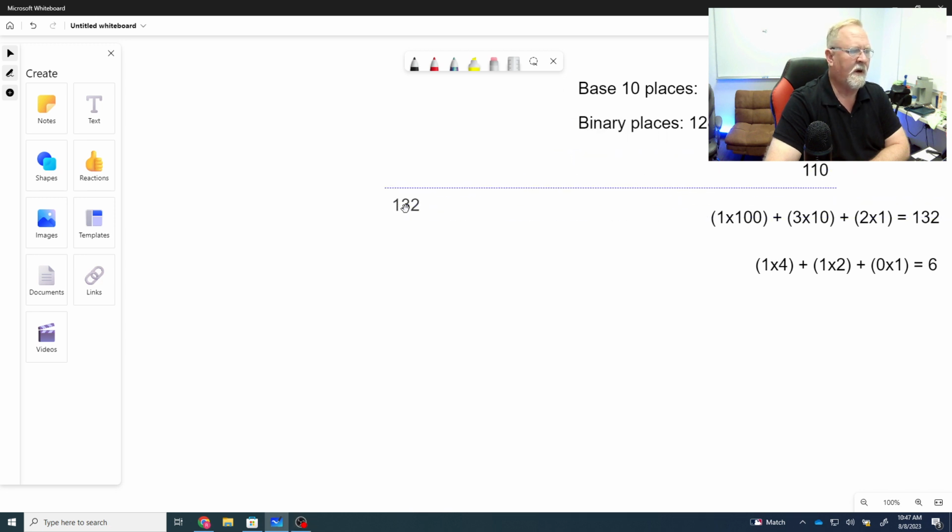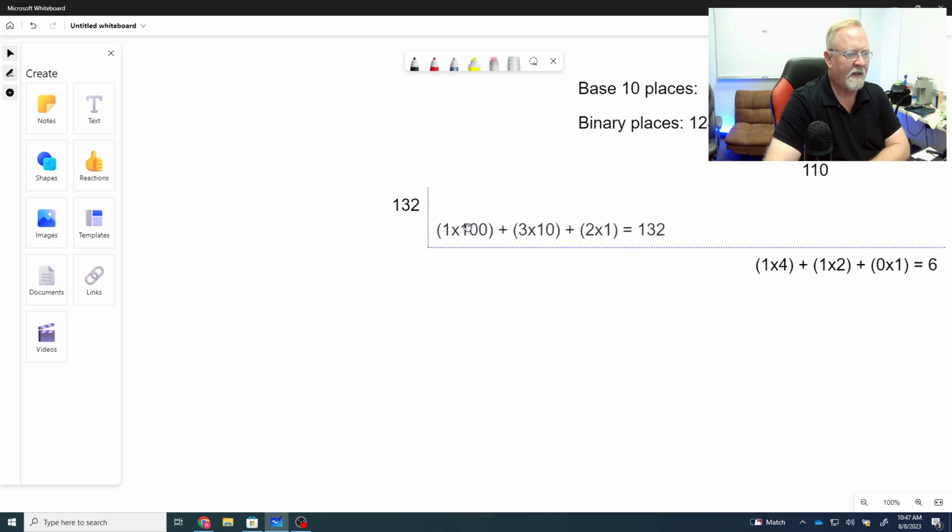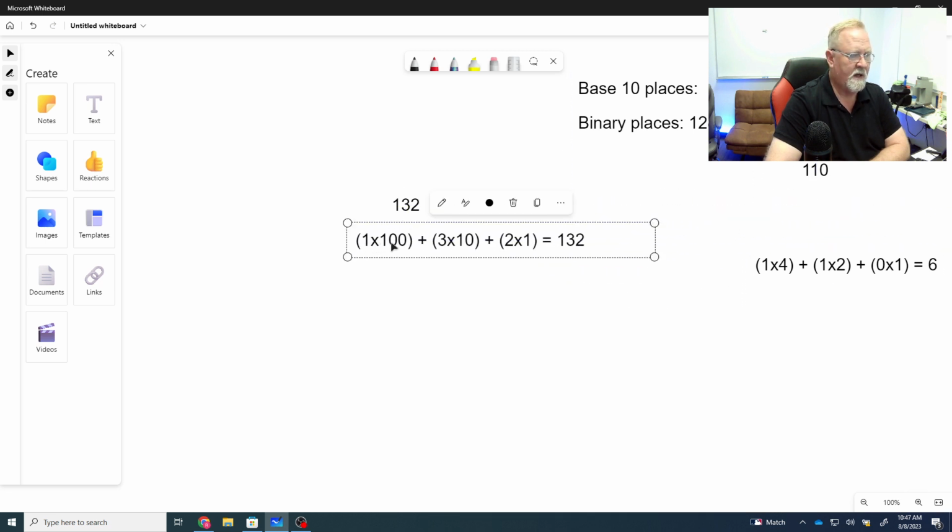Let's say we have a number here, and in this case the number is 132. If we analyze this number, we can see that in the hundreds place, there's the digit 1. In the tens place, there's the digit 3, and in the ones place, there's the digit 2. If we break this number down, we can say 1 times 100, that's the hundreds place, plus 3 times 10, that's the tens place, plus 2 times 1, that's the ones place. We add those together, and we get the number 132. That is a legitimate way to analyze this base 10 number.